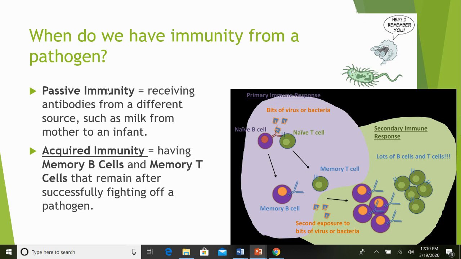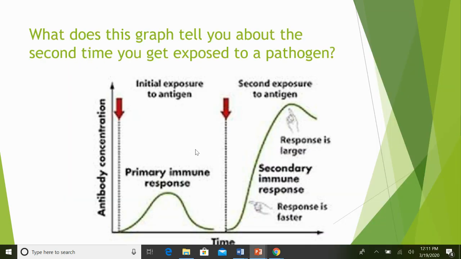Now, we can also sometimes get passive immunity. Like when you were a baby, you received passive immunity from your mom. Your mom was passing on antibodies to you in her milk. And those antibodies were warding off and defending against a host of pathogens. But if your own T cells and B cells hadn't gone through that process of learning, it was just a temporary immunity. For acquired immunity, you actually have to be exposed to the pathogen and have your immune system go through this process.